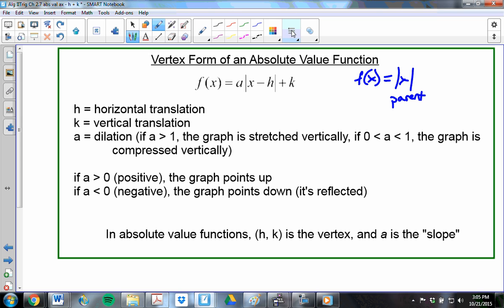But since things are getting moved around, a, h, and k represent those translations, dilations, and reflections. H is your horizontal translation. This moves things left to right. K is your vertical translation. It moves things up and down.